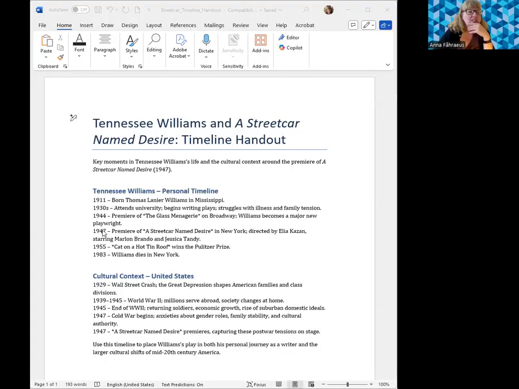So Tennessee Williams, born in 1911, attended university and began writing plays in the 30s, but he also struggled a lot with illness at the time. In 1944 was the premiere of The Glass Menagerie on Broadway, and it does make him into a major new playwright because it is very successful. 1947, a premiere of A Streetcar Named Desire in New York.